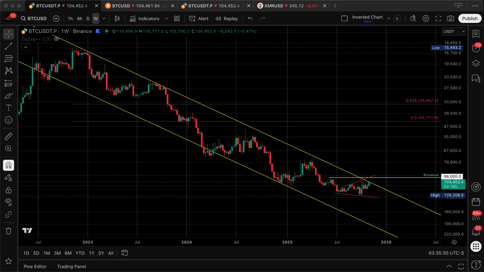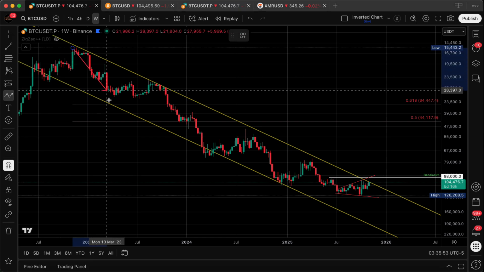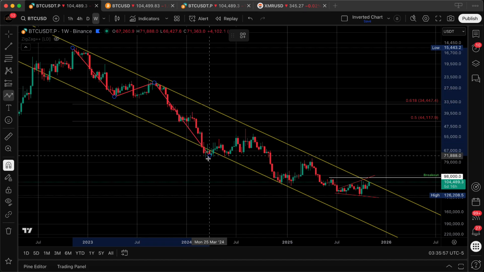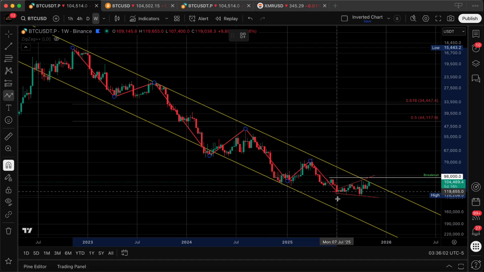I will open the video with the Bitcoin chart, but this is inverted, meaning that the lows are the highs and the highs are the lows. You can see that Bitcoin, this is the log chart by the way, has been moving inside a very nice downward sloping channel, making lower highs and lower lows until we got to this point here.